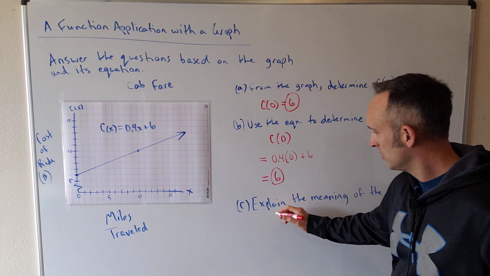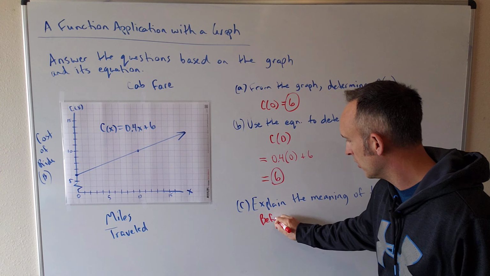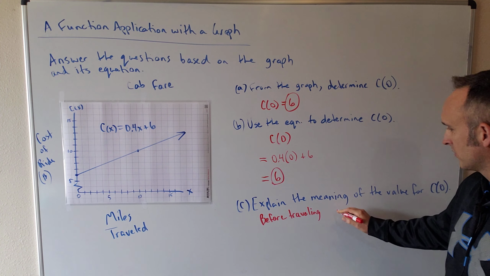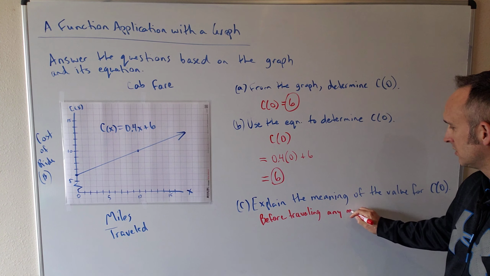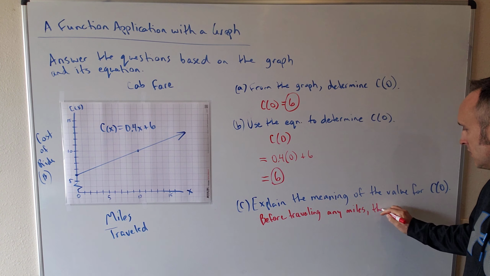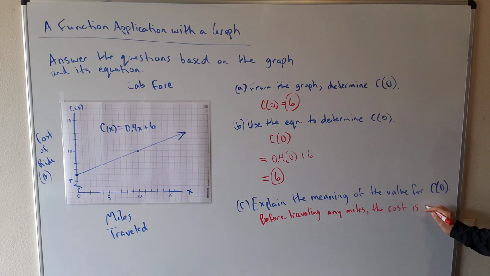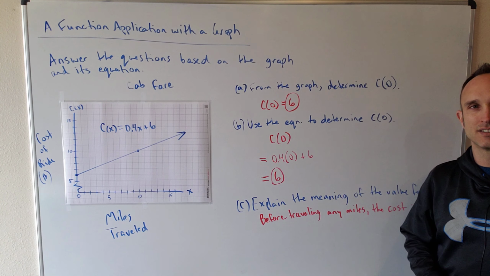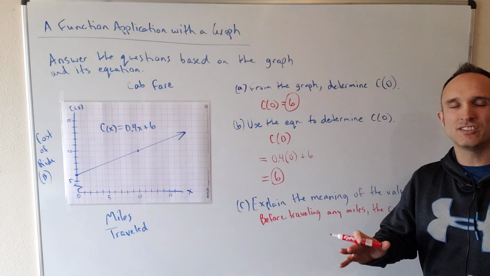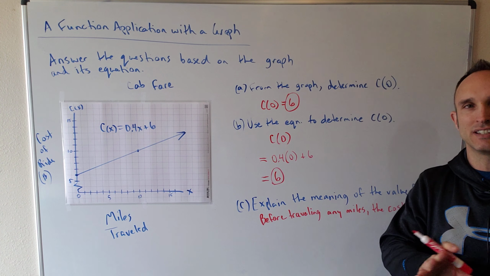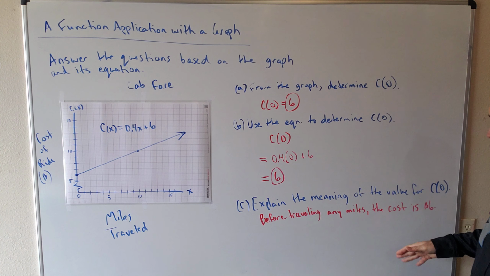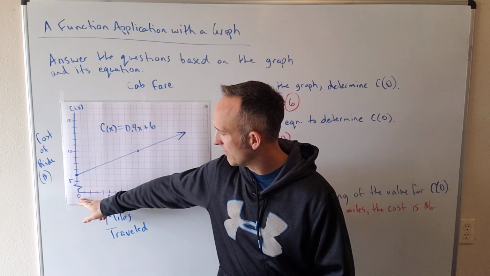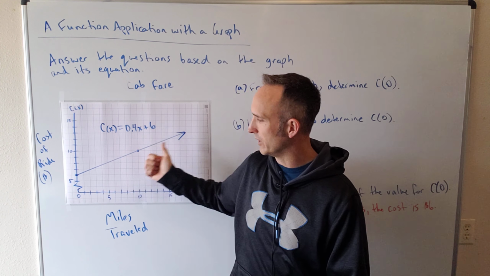So in other words, before traveling any miles, the cost is $6. Sometimes this is called the fixed cost, meaning before anything is done, this is just the cost to get into the cab, just to get started, right? This is your initial cost or your fixed cost. You can see that after that moment, after you travel past 0 miles, the cost starts going up.